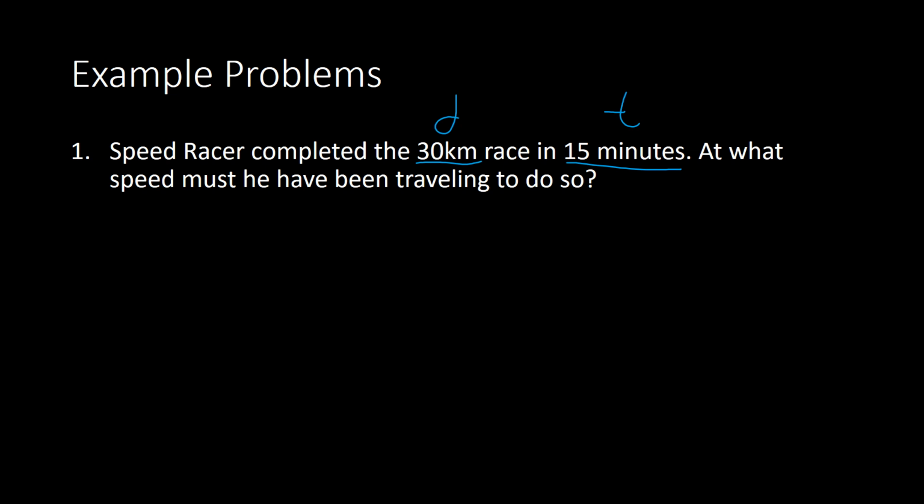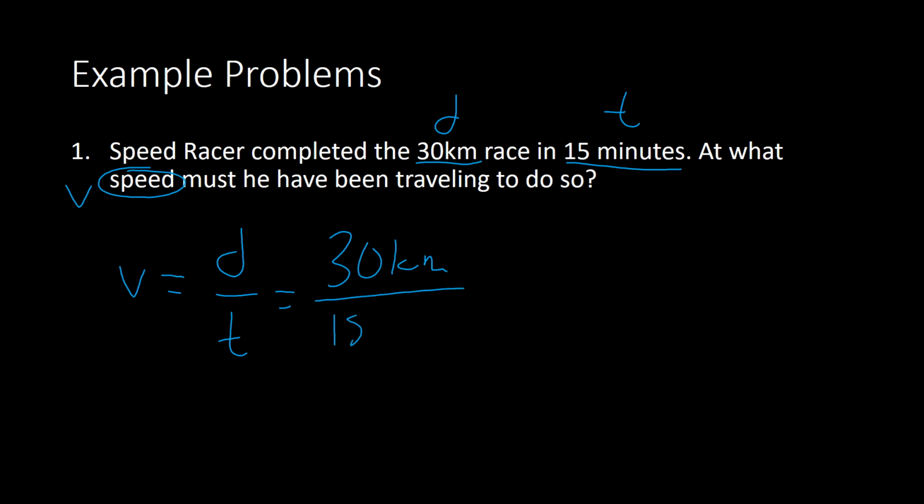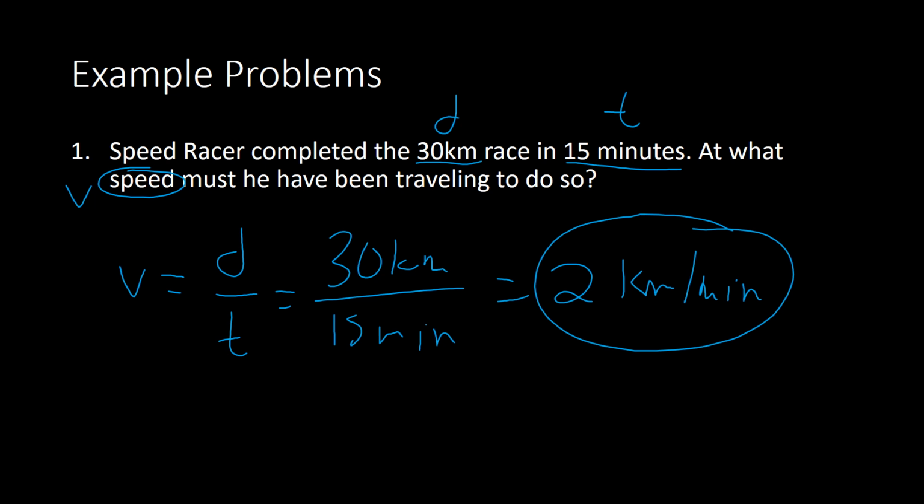Remember, time will always be measured in minutes, seconds, some form of hours, some form of time that you're used to dealing with. Displacement will always be measured in meters, kilometers, miles, something like that as well. And so we're trying to solve for speed, which we're going to just use the velocity for here, since it's the formula we're given. So velocity is displacement over time. So that's going to be 30 kilometers over 15 minutes, and 30 divided by 15 gives me 2 kilometers per minute, and then I like to circle my final answer just because it helps me see that I'm done.